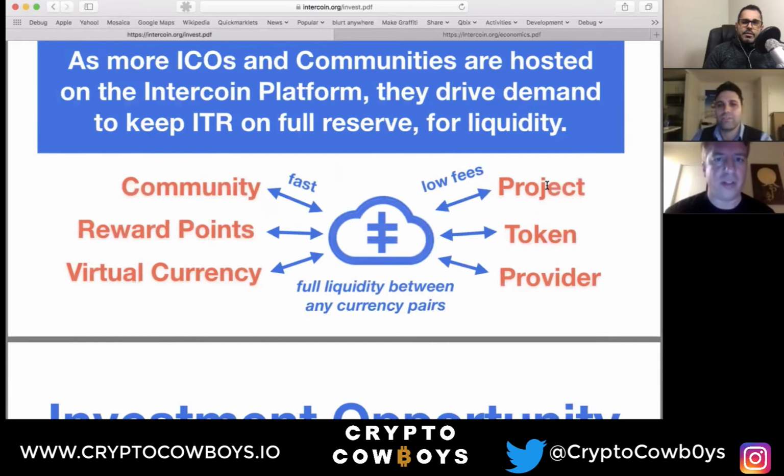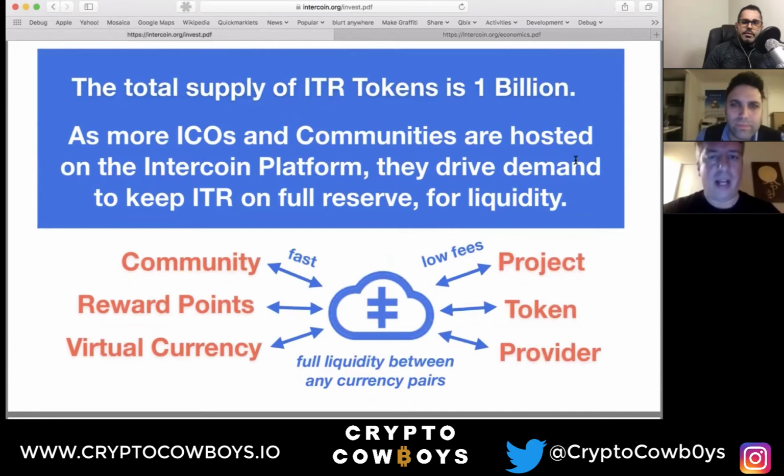Like Calgary just announced they're going to have their own local currency. There's another city that Greg and I need to go contact. There have been several cities that we've contacted about Intercoin. And we'd like to see integration between these local currencies.